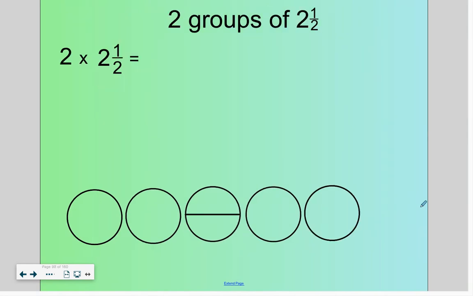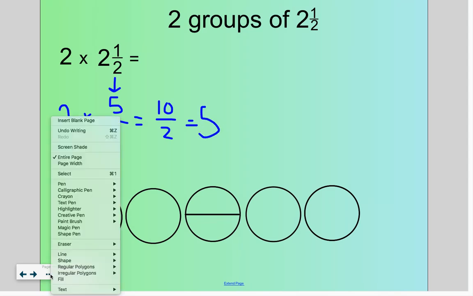Two groups of 2 1/2, or 2 times 2 1/2. My preferred way of doing it is converting this into an improper fraction. 2 times 2 is 4, plus 1 is 5. Keep your denominator the same. Now we have a whole number times a fraction. 2 times 5 is 10 halves, and 10 divided by 2 is 5.